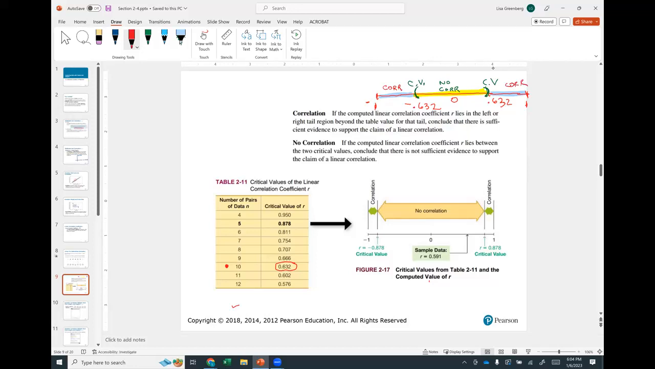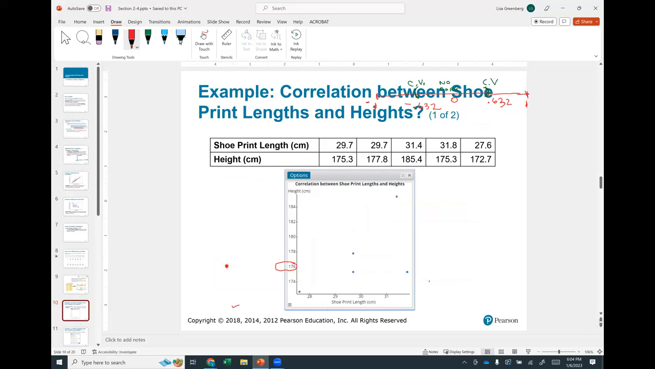So if the R value is bigger than positive 0.632 or smaller than negative 0.632, then we can say we do have sufficient evidence to support the claim of a linear correlation. If it's in the middle, here and here, right, then we conclude there is not sufficient evidence to support the claim of linear correlation. Okay, so let's see what that means.